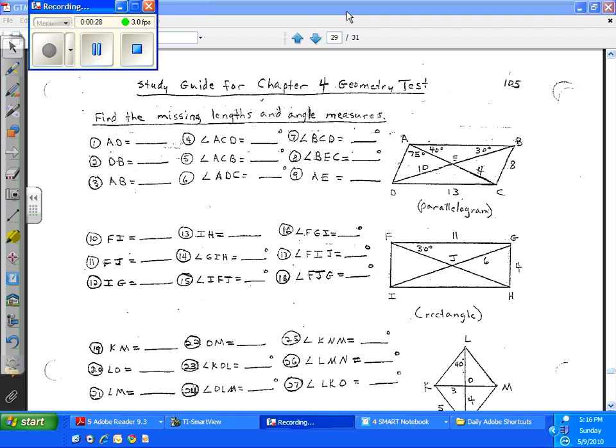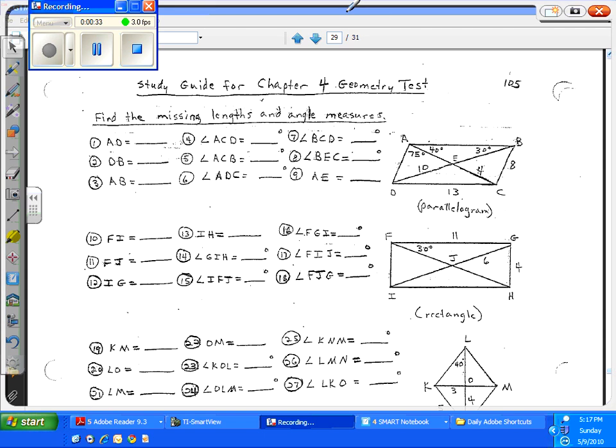So we're going to go through the properties of all parallelograms. A parallelogram is a quadrilateral having both pairs of opposite sides parallel. Knowing that those are parallel, then we know that alternate interior angles are equal.